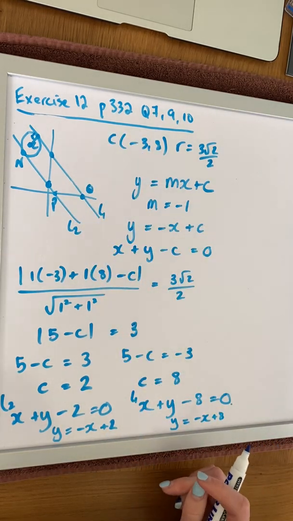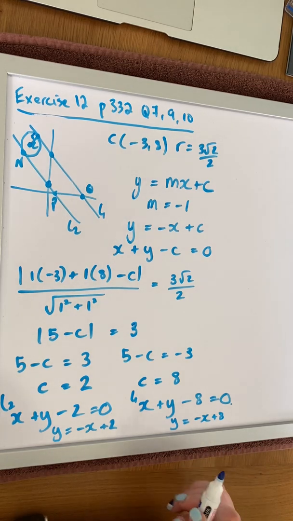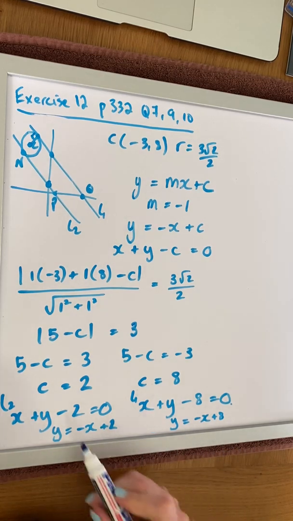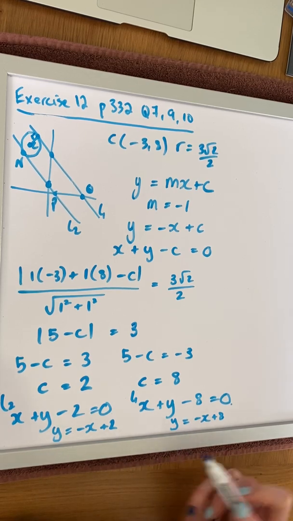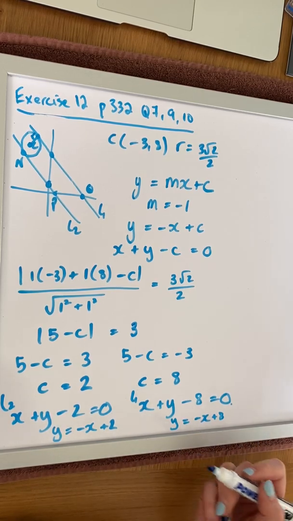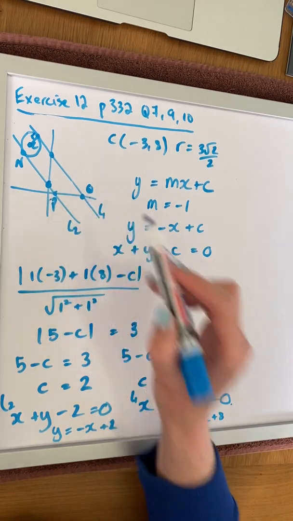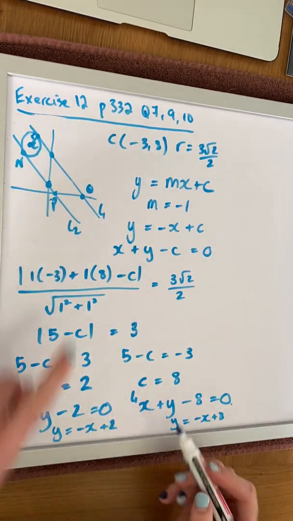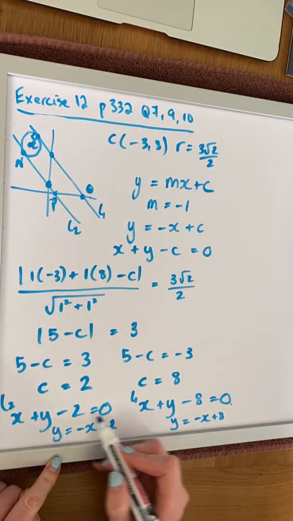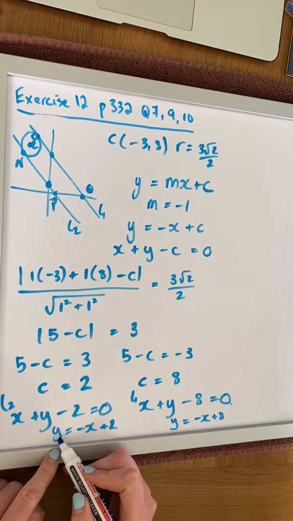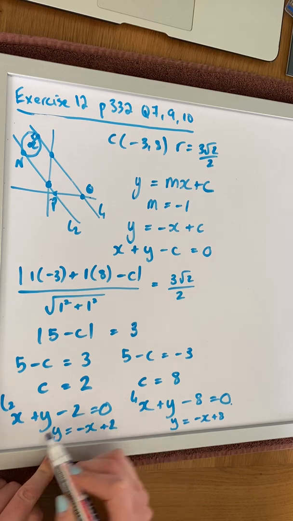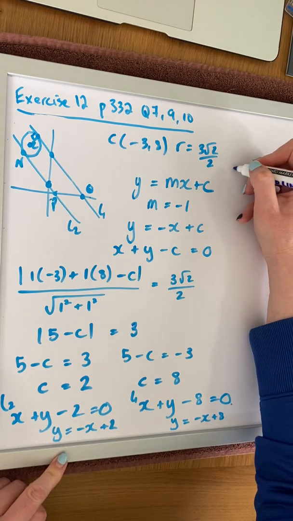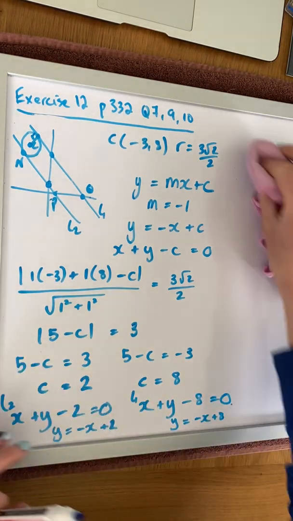So that's the equations of line 1 and line 2. Now to find the points where line 1 and line 2 cross the x-axis, we simply let y equal 0. To find the points P and Q here, if we're looking for point P, we let y in line 2 equal 0, which means we get minus x is equal to minus 2.